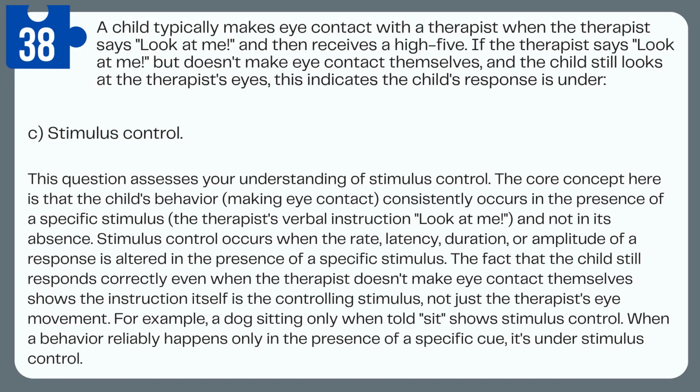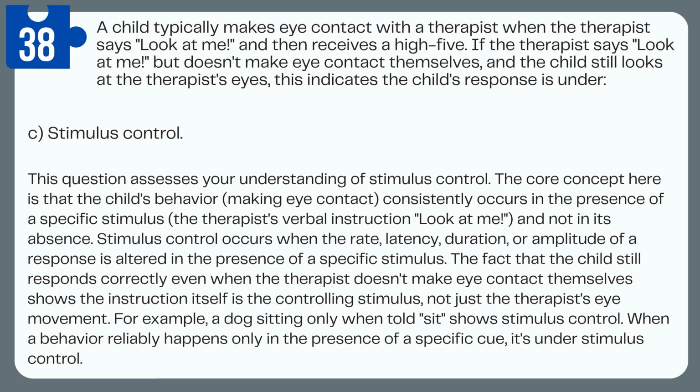Answer: C. Stimulus control. This question assesses your understanding of stimulus control. The core concept here is that the child's behavior, making eye contact, consistently occurs in the presence of a specific stimulus, the therapist's verbal instruction "look at me," and not in its absence. Stimulus control occurs when the rate, latency, duration, or amplitude of a response is altered in the presence of a specific stimulus. The fact that the child still responds correctly even when the therapist doesn't make eye contact themselves shows the instruction itself is the controlling stimulus, not just the therapist's eye movement.